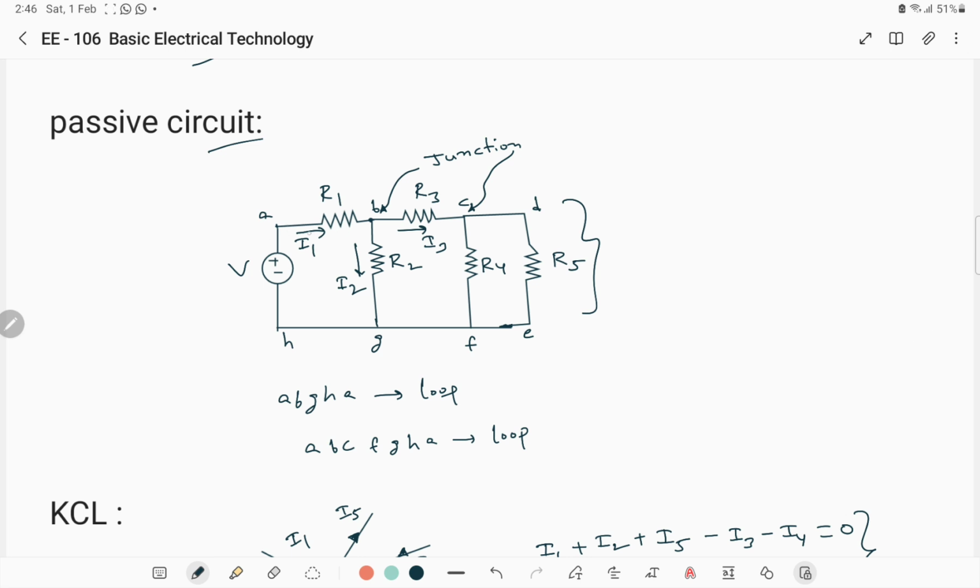I1 is flowing in the direction of the branch, so taken as positive, I1 R1 plus this current is I2. I2 is also coming in the direction of the loop, so it is also positive, I2 R2 voltage drop. Negative terminal is encountered first, so minus V equal to 0.